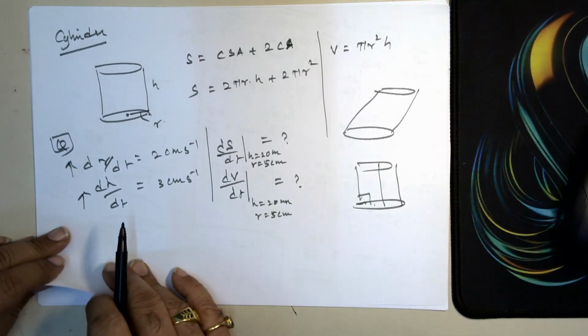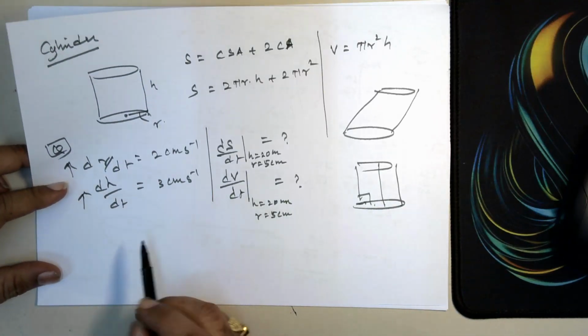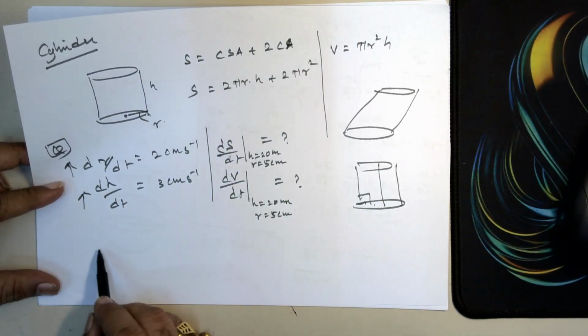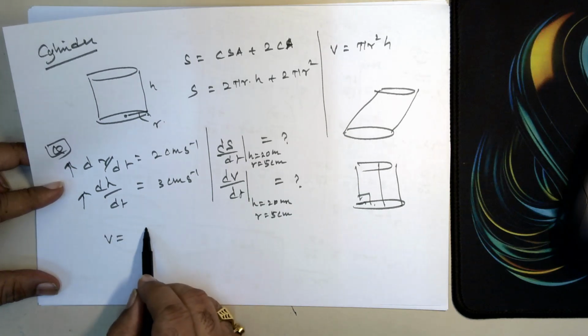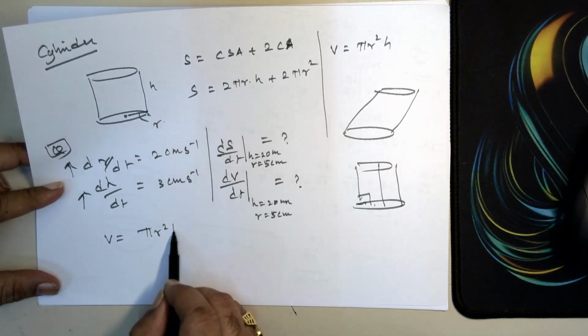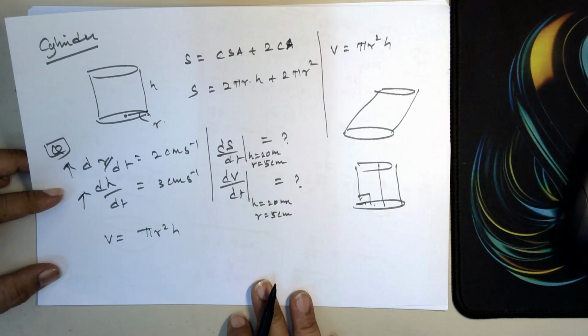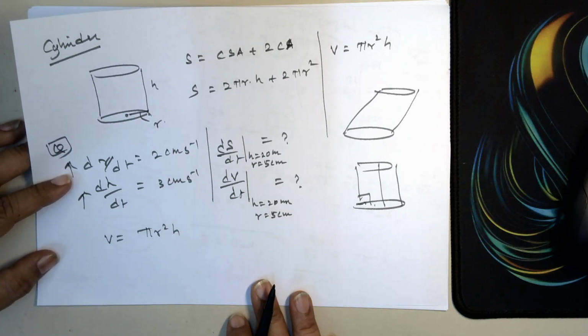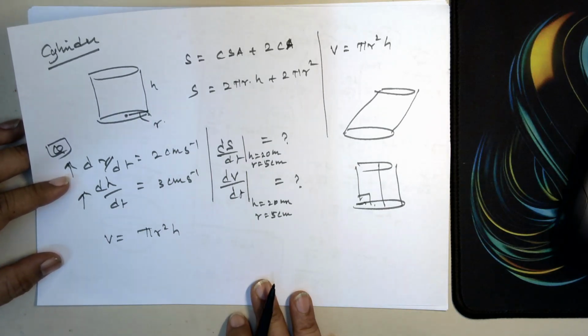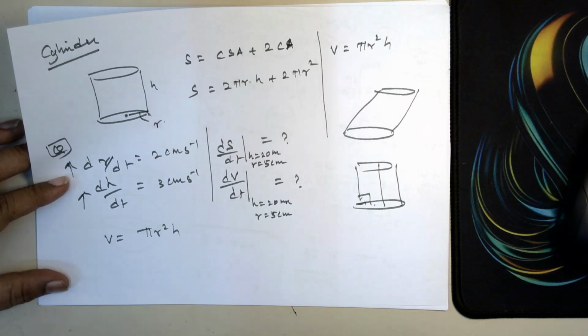So what is the volume? Let us work out the volume. V is equal to pi r square h. Now you've got two variables here. So in that case, you have to adopt the UV formula, U dV plus V dU. So dV by dt is equal to pi, which is constant.